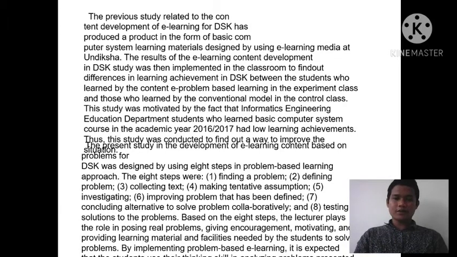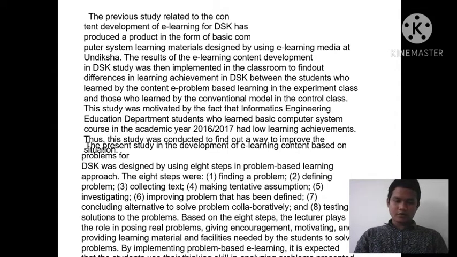This study was motivated by the fact that Informatic Engineering Education Department students who learned the basic computer system course in the academic year 2016 or 2017 had low learning achievement. Thus, this study was conducted to point out a way to improve it. The development of learning content based on situation problems for the BSK was designed by using 8 steps in the problem-based learning approach.